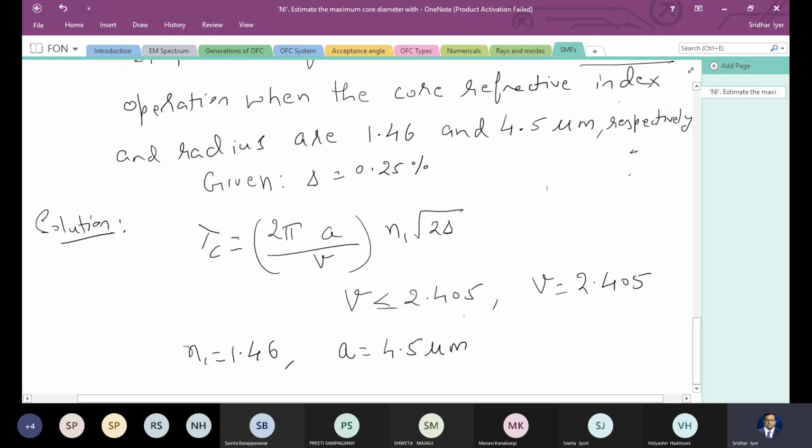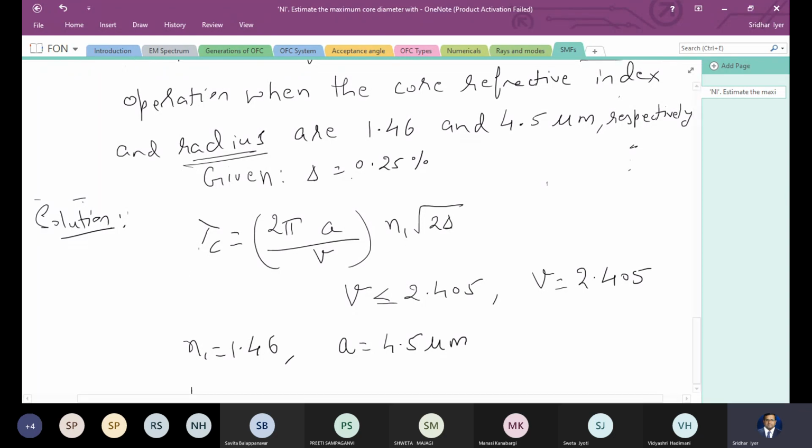I have seen students usually making a mistake with radius and diameter. So please read carefully and see whether the radius of the core or the diameter of the core is given. Here it is specified clearly in the question that the radius of the core is 4.5 micrometer. So the usual mistakes are on that, so please be careful.